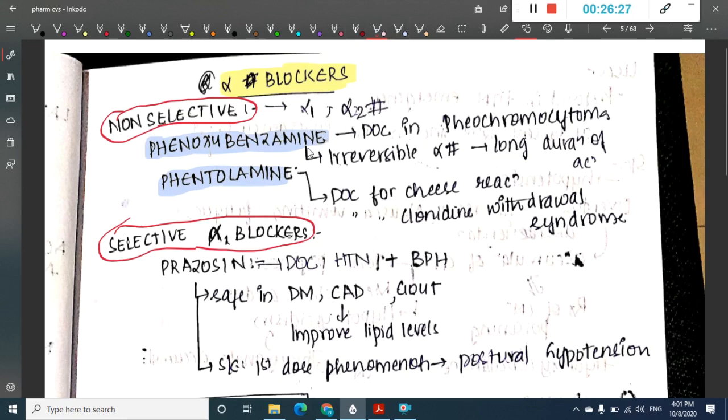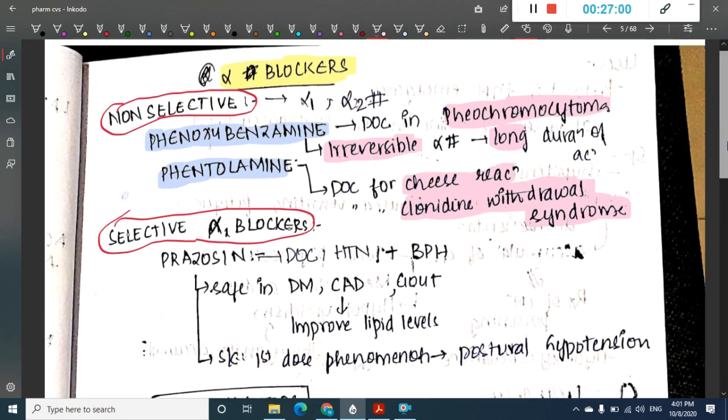Of these two, phenoxybenzamine is an irreversible alpha blocker. Okay, it has a long duration of action and it is irreversible. Remember, phenoxybenzamine is the drug of choice for pheochromocytoma. The second drug is phentolamine. Phentolamine is the drug of choice for cheese reaction and clonidine withdrawal syndrome.